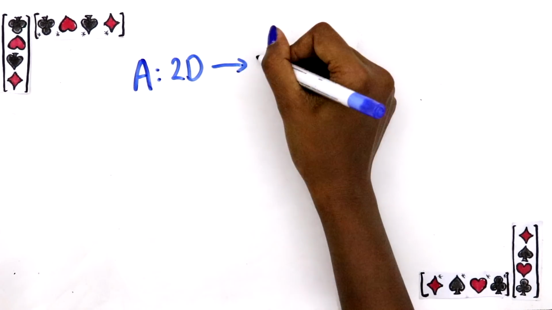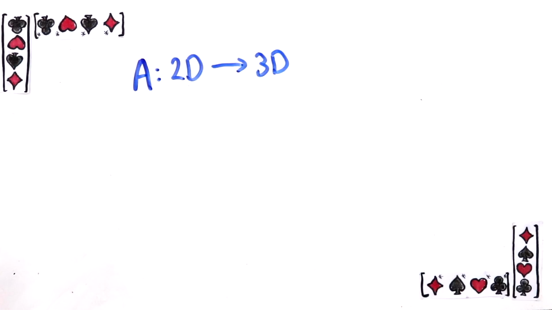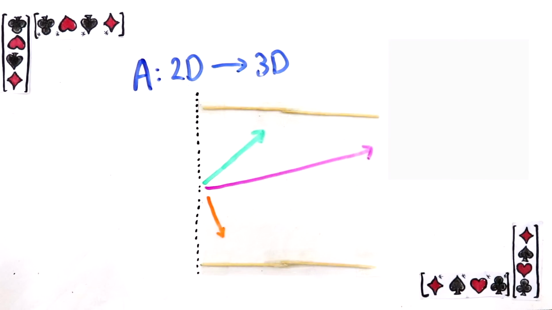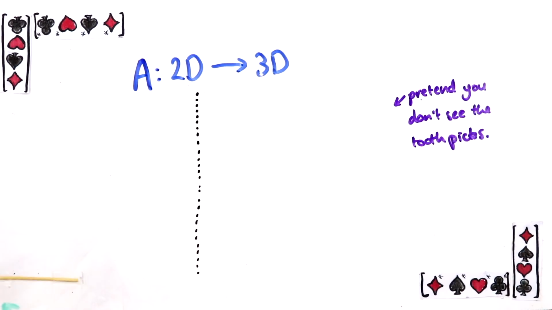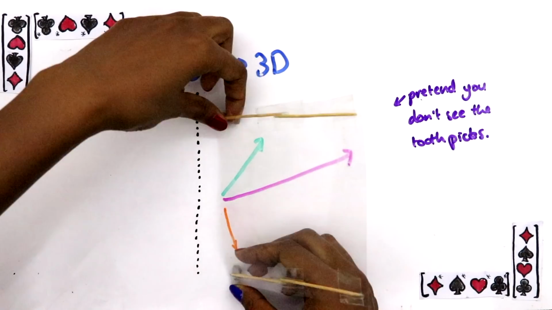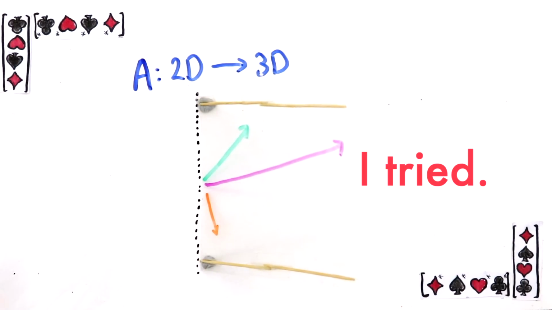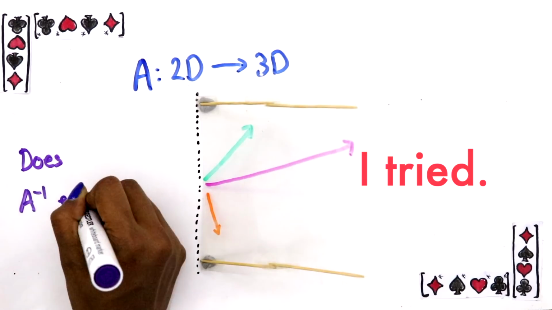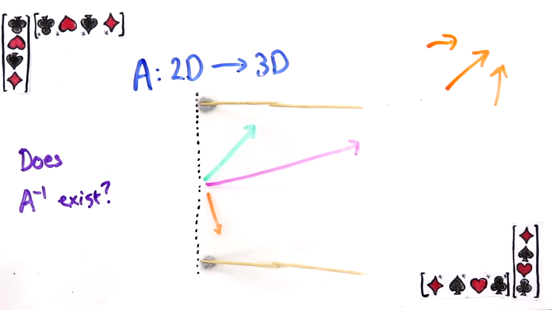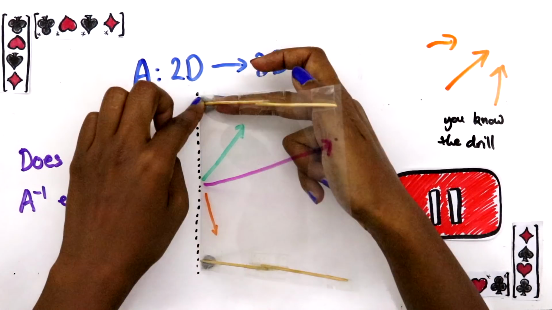Here's another question. Imagine you have this matrix and it takes 2D vectors and makes them 3D by rotating the plane they're on into 3D space. Does this linear transformation have an inverse? Think about it carefully and then put your answers in the poll.